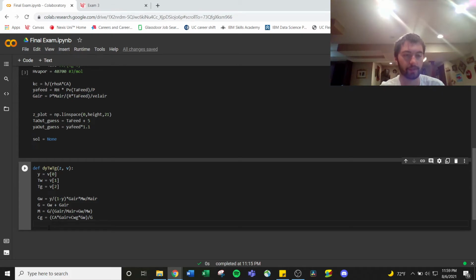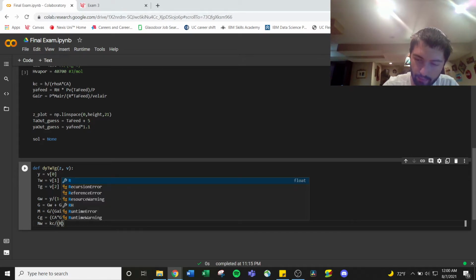Alright, so now we have the specific heat of the gas phase, the molecular weight, the total gas flow rate, and the gas flow rate of the water that we introduced. So now we want to do the molar flux of water. If you remember from the last part, I made that its own variable because it was involved in, I believe, all the differential equations. So that is going to be equal to the mass transfer coefficient divided by R times T gas.